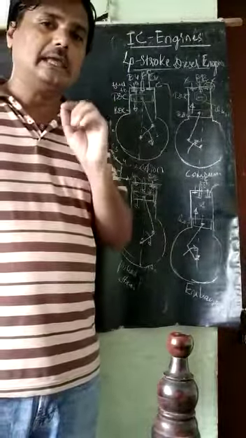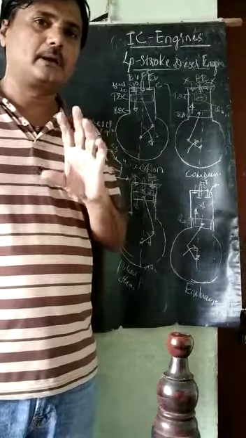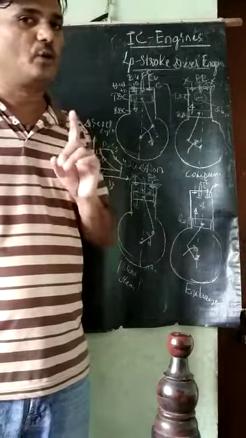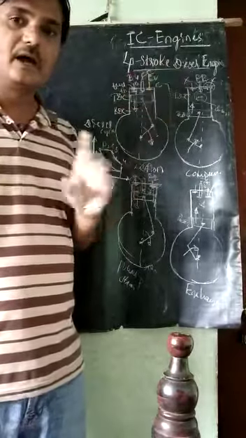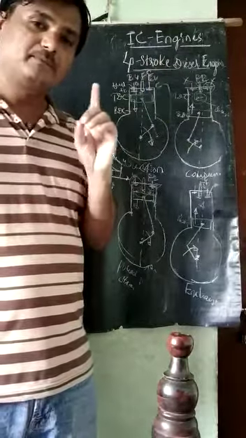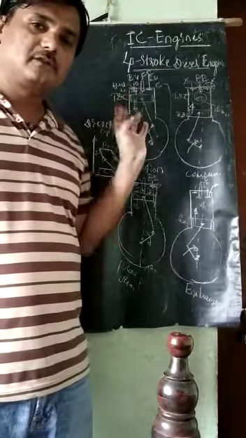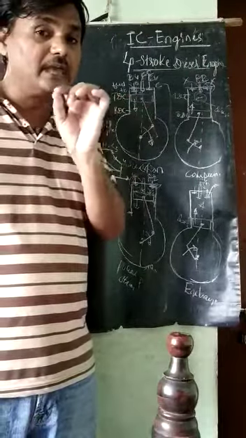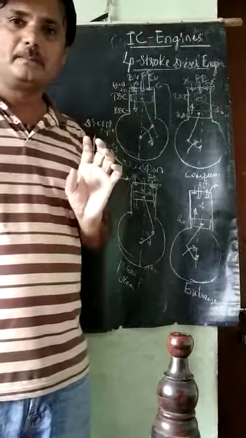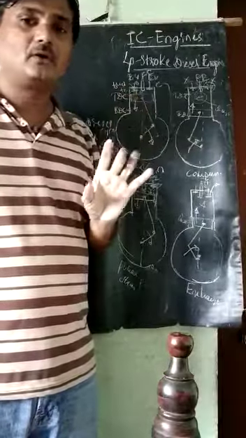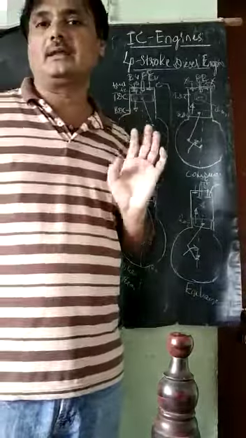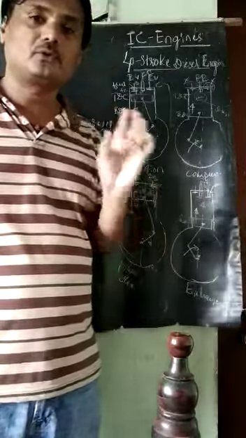One is, in place of the spark plug there will be the fuel injector here in case of the 4-stroke diesel engine. Another one is, in case of the petrol engine, in the suction stroke, fuel plus air mixture is entering. But here in this case of the 4-stroke diesel engine, only air is entering here. Fuel will be sprayed through the fuel injector.